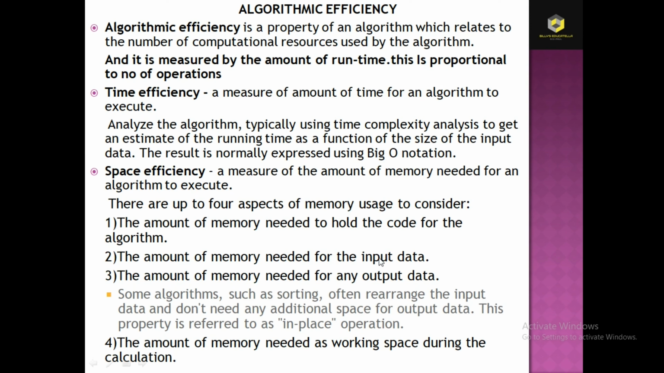When you are getting the output, it may be a single line, 2 lines, 3 lines, 4 lines, or many lines of output. So how much memory is needed for the output data? Some algorithms, such as sorting, often rearrange the input data and don't need any additional space for the output data. So while measuring space efficiency, some algorithms don't require output data. By using these 4 aspects, we can find the best space-efficient algorithm.